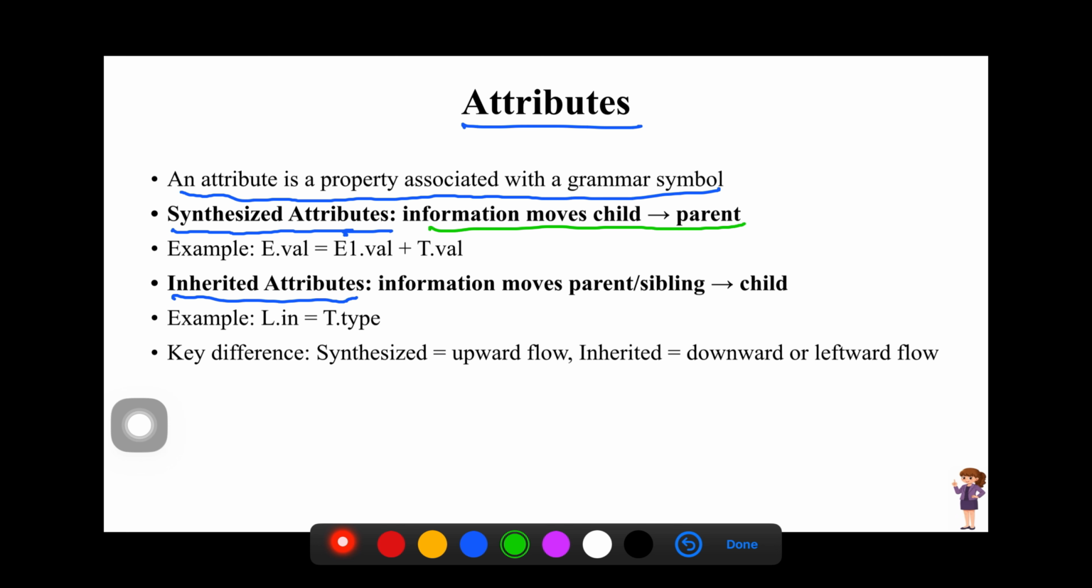An inherited attribute gets the information from the parents or from neighboring symbols. So the information can move downwards or from one part of the parse tree to another. A simple way to remember this is synthesized means the information comes from below. Inherited means the information comes from the parents or surrounding context. I hope you guys understood.